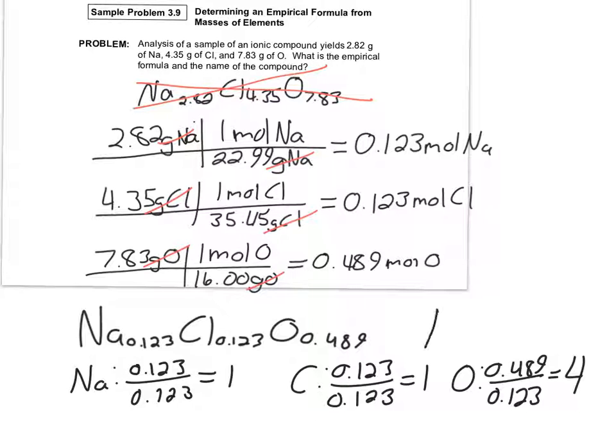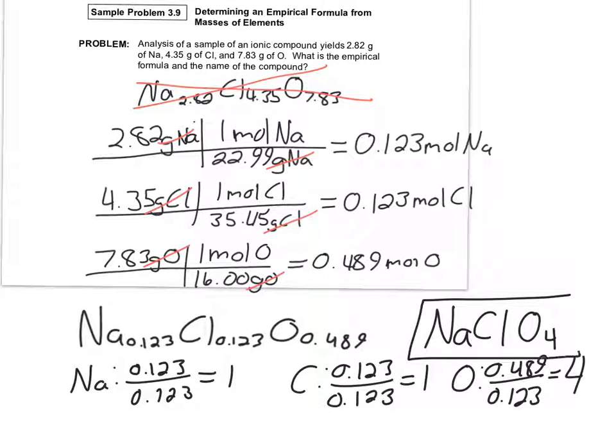But now I'm going to see, I've got Na, and I've just got one of them, Cl, and I've just got one of them, O4. So there's my empirical formula for this ionic compound.